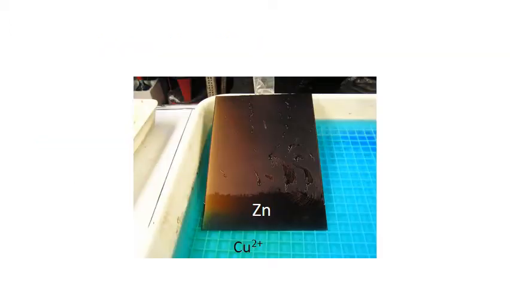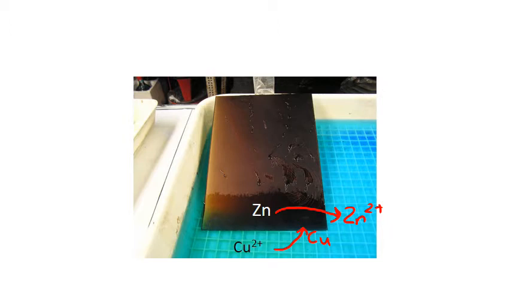Let's consider another example of a redox reaction. If we place a solid zinc plate into a copper sulfate solution, what will happen? Well, we know that the zinc will move into the solution and form zinc 2 plus ions. And we know the copper will deposit on the plate as solid copper. So the zinc is displacing the copper from the solution.